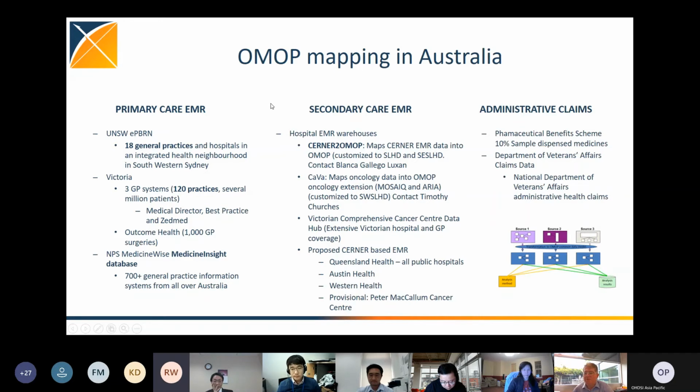So where are we just now? Well, in primary care, in the general practice space, University of New South Wales kicked things off a couple of years back with converting data from 18 GP surgeries, and we've worked collaboratively with them. We've just finished our first ETL for 120 practices in the state of Victoria, which covers about 2 million patients. And there's a further project pending to expand that further, and a couple of projects with Outcome Health and MPS Medicine Insights.